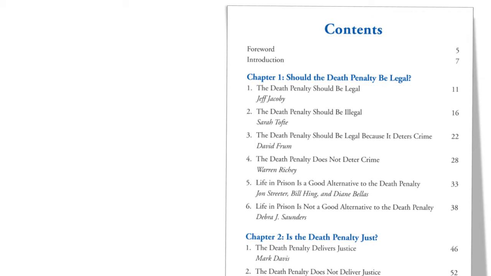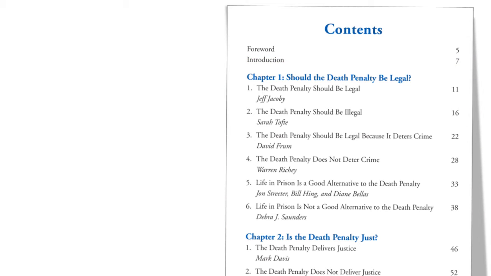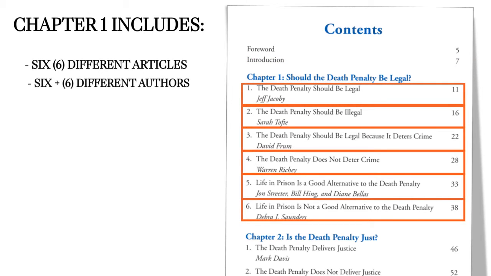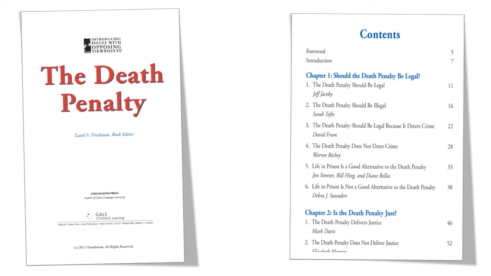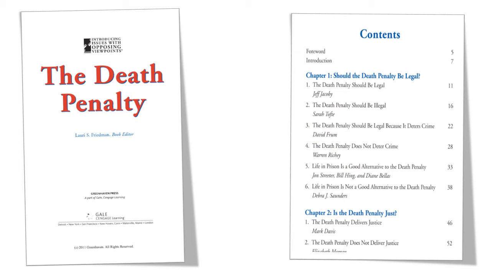Generally, the easiest way to identify if a book is an anthology or a collection is by looking at the table of contents. Here we can see that within Chapter 1, there are 6 different articles on the death penalty. Each of these articles has a different author. In order to cite this book correctly, we must give credit to each article's author, in addition to giving credit to the editor, or the person who compiled all these arguments and ideas into the book.